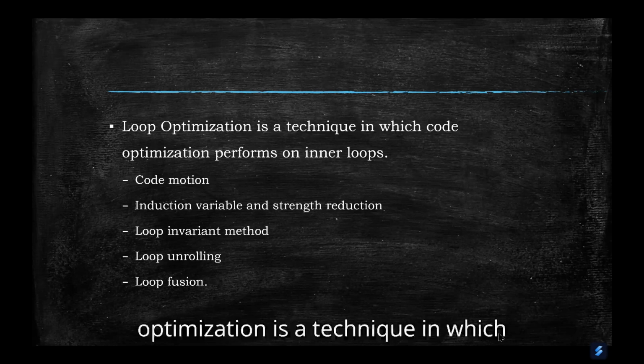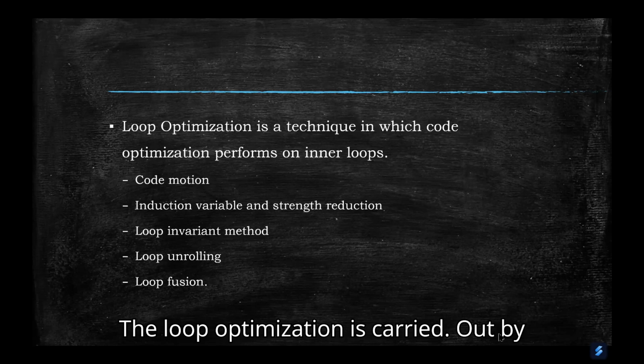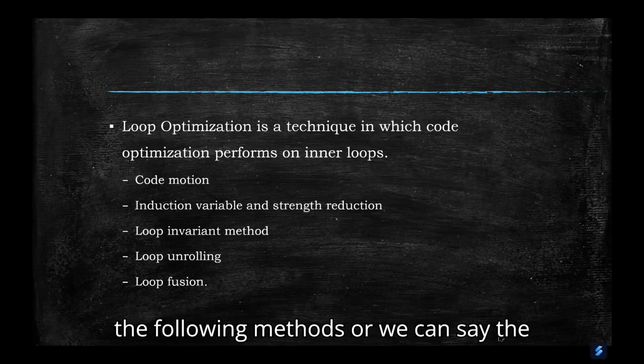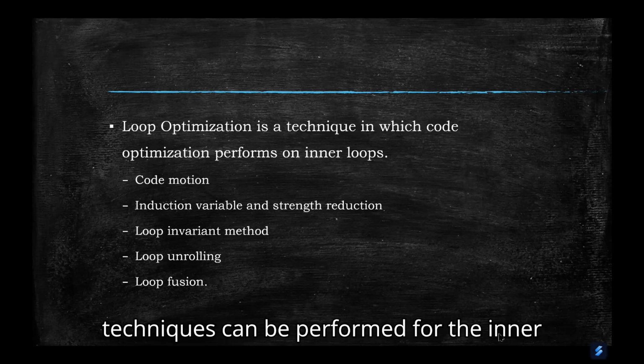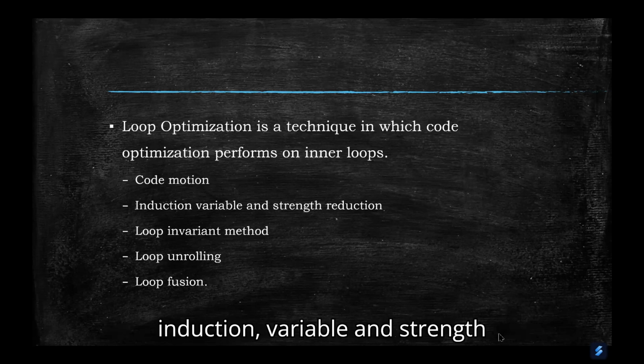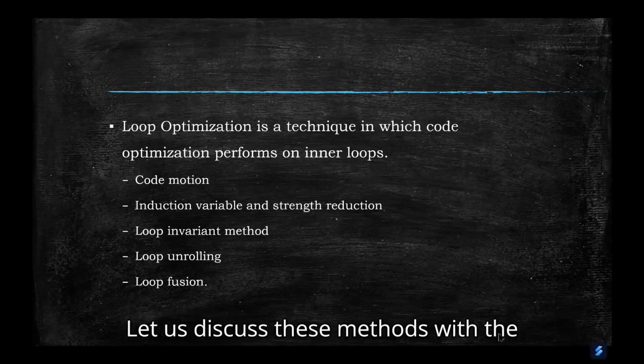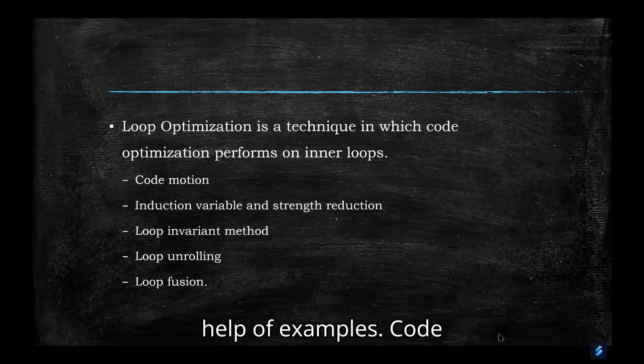Hence, loop optimization is a technique in which code optimization is performed on inner loops. The loop optimization is carried out by the following methods, or we can say the following techniques can be performed for the inner loop. One, code motion. Two, induction variable and strength reduction. Three, loop invariant method. Four, loop unrolling. Five, loop fusion. Let us discuss these methods with the help of examples.